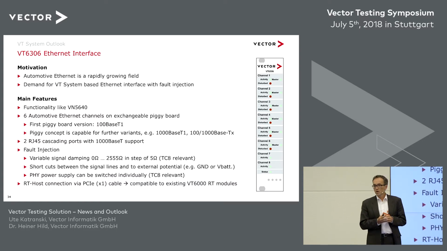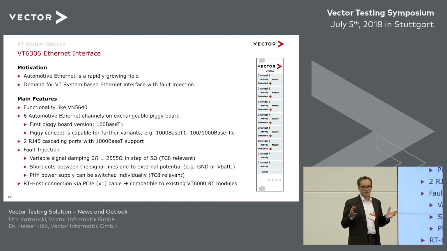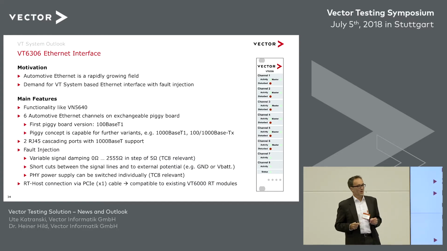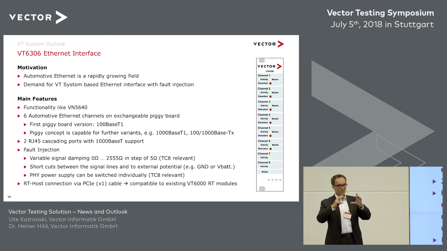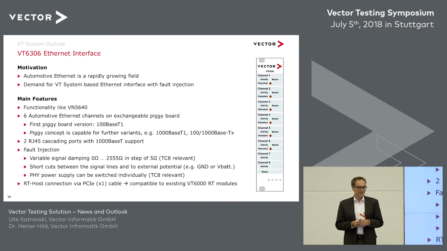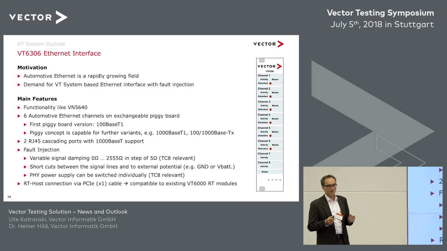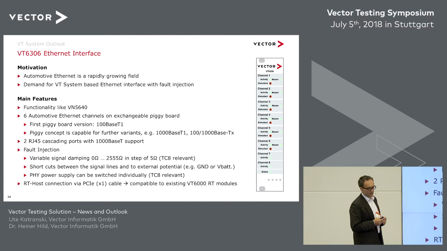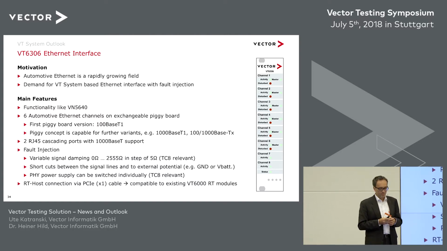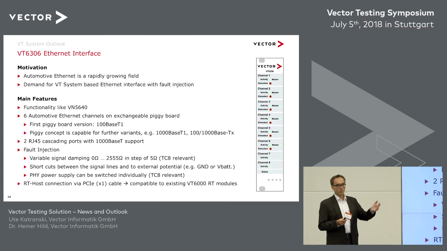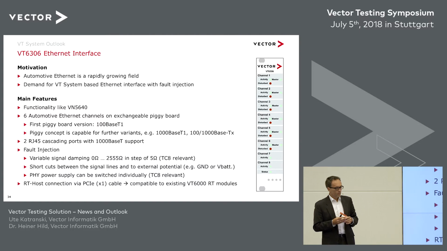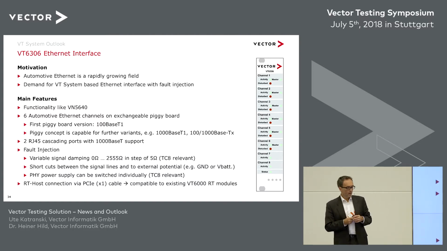The Ethernet interface is designed in such a way that we've got a basic module, 2 gigabit Ethernet channels, which is the carrier for a piggy board, but piggy kind of implies the wrong size. It's Euroboard format, where 6 automotive Ethernet channels each are accommodated. The first variants will be 100BASE-T1, so the automotive broader reach will be addressed by that, and functionally it's almost a match with the 5640, so there will also be media conversion. It will also be able to perform switching.